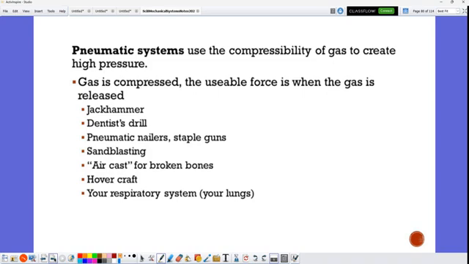A pneumatic system uses the compressibility of gas to create high pressure. Gas is compressed. The usable force is when the gas is released. It's used in jackhammers, dentist drills, pneumatic nailers, staple guns, sandblasting, air casts for broken bones, hovercraft, your respiratory system, the pneumatic system that powers all the equipment at a mechanics store that's powered by air.